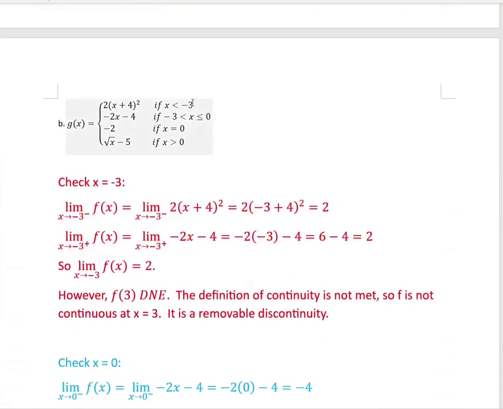So the strategy here is we've got to check where it starts, why the branches are created. So at x is minus 3, there might be some discontinuity there, so we've got to check there. And at x is 0, we probably want to check there. So that's why I said check x is negative 3 first. We're going to use the definition of continuity, which says limit as x approaches negative 3 of f of x equals f of negative 3 if it's continuous.